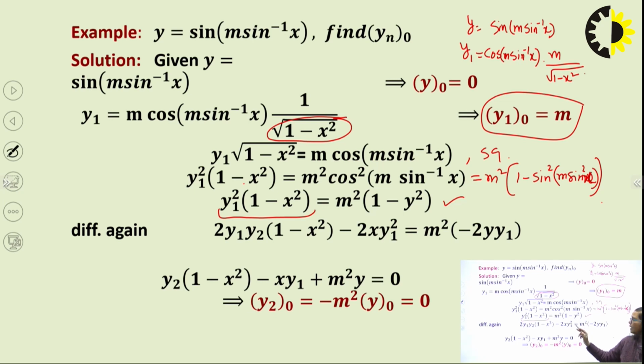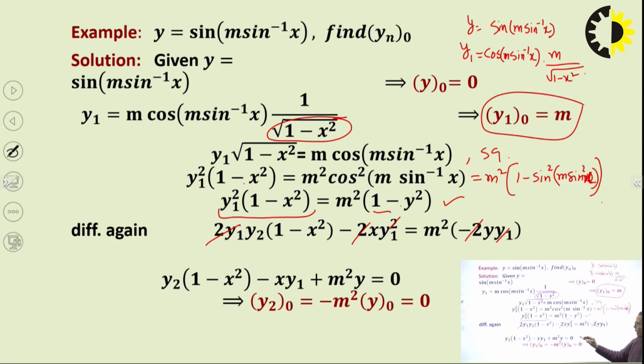On the right hand side, m square is a constant. The derivative of minus y square is minus 2y into the derivative of y, which is y1, so minus 2y y1. What happened? 2y1 is common in each term, so we can cancel it out. Look at what we are left with: (1 minus x square) y2 minus x y1 plus m square y equal to 0.